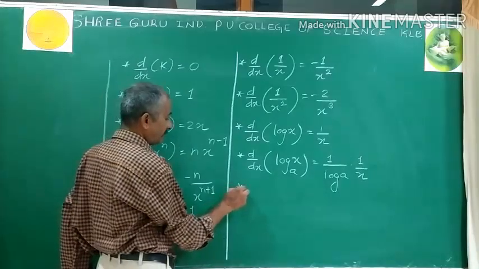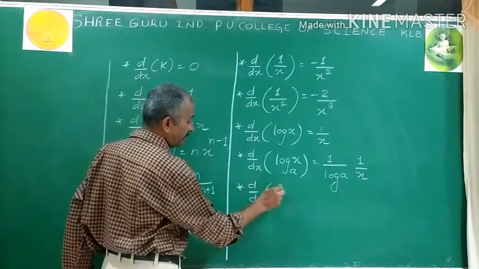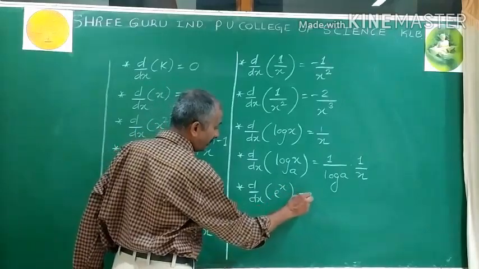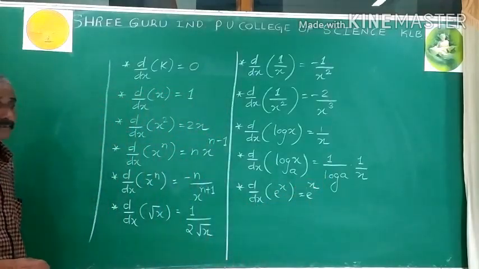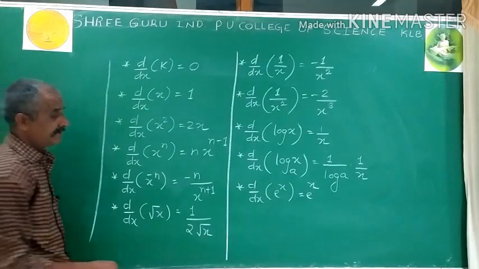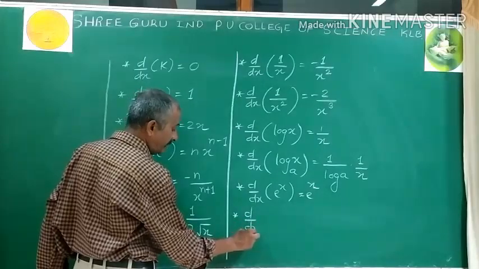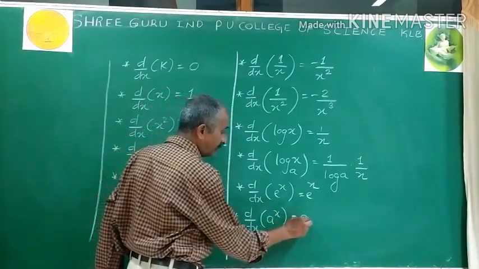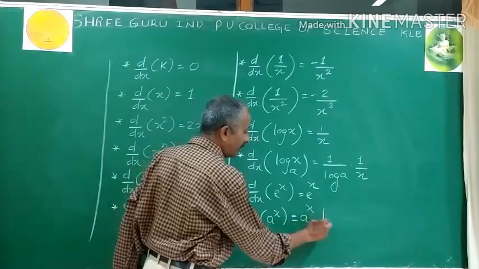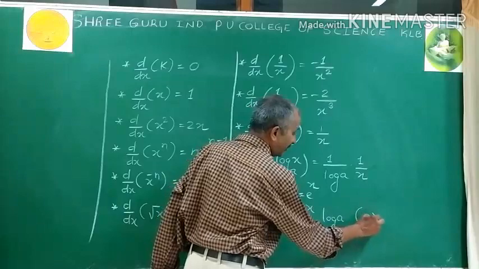The next formula is the derivative of e power x. It is equal to the same e power x, where e power x is noted as the exponential function. Next, the derivative of a to the power of x is equal to a to the power of x multiplied by log a. Understandably, a is greater than 1.